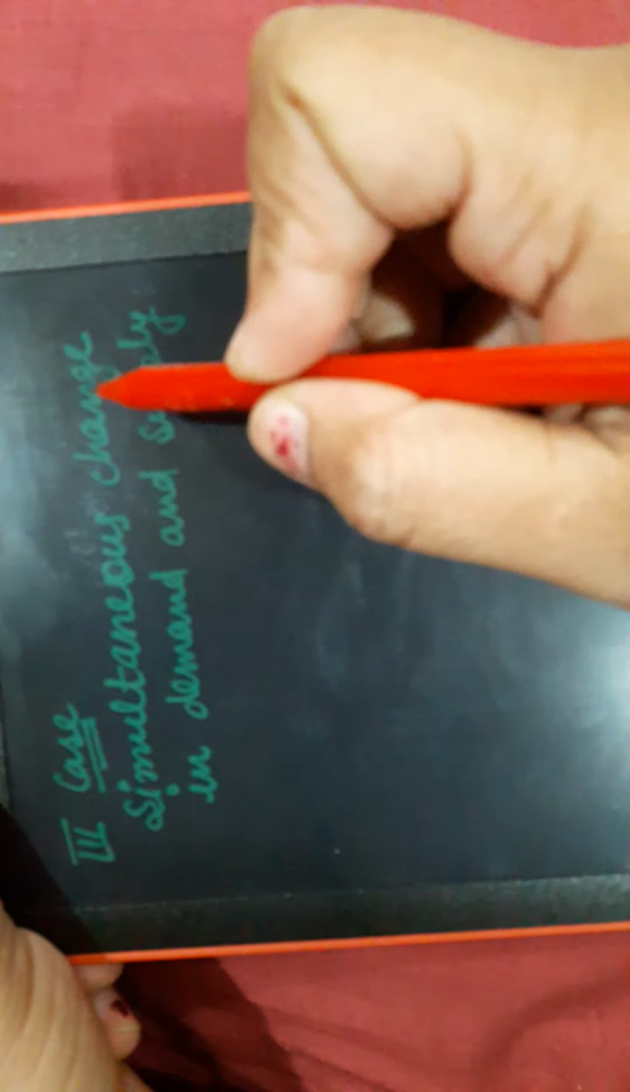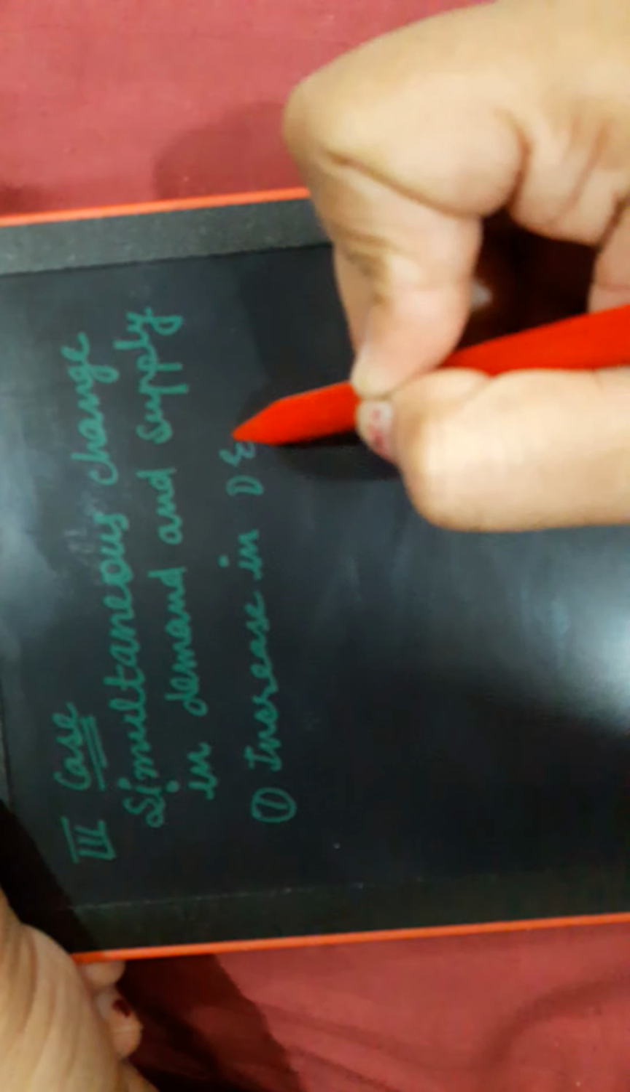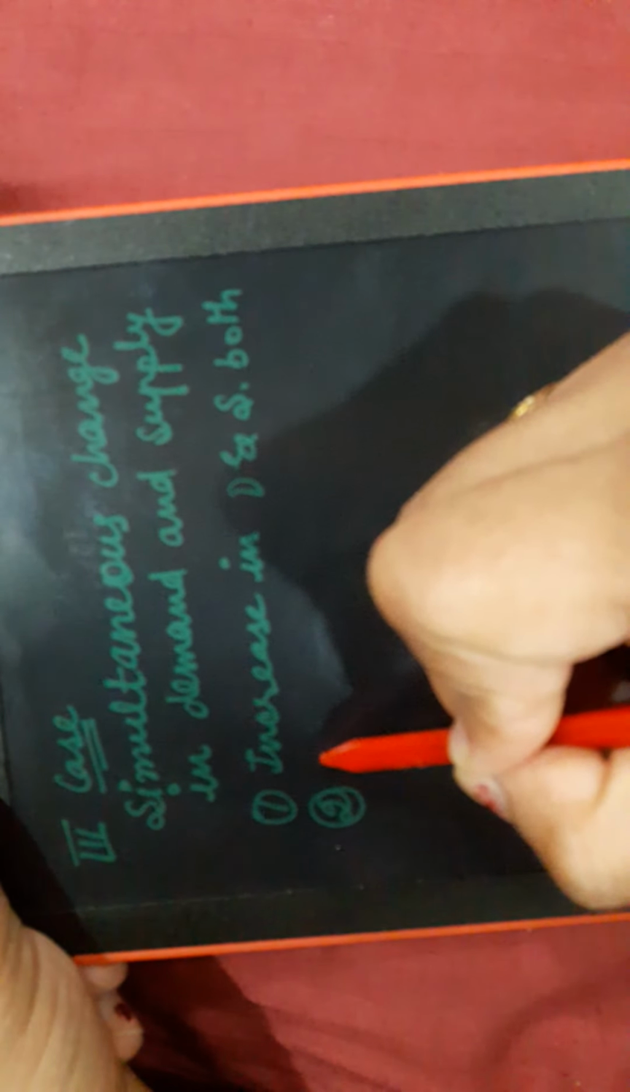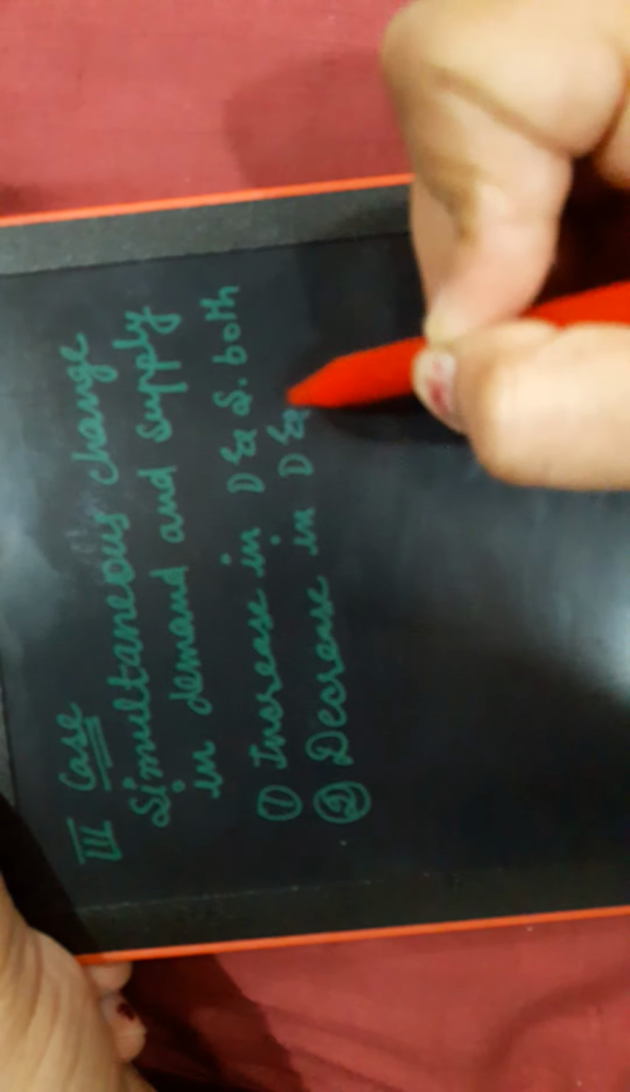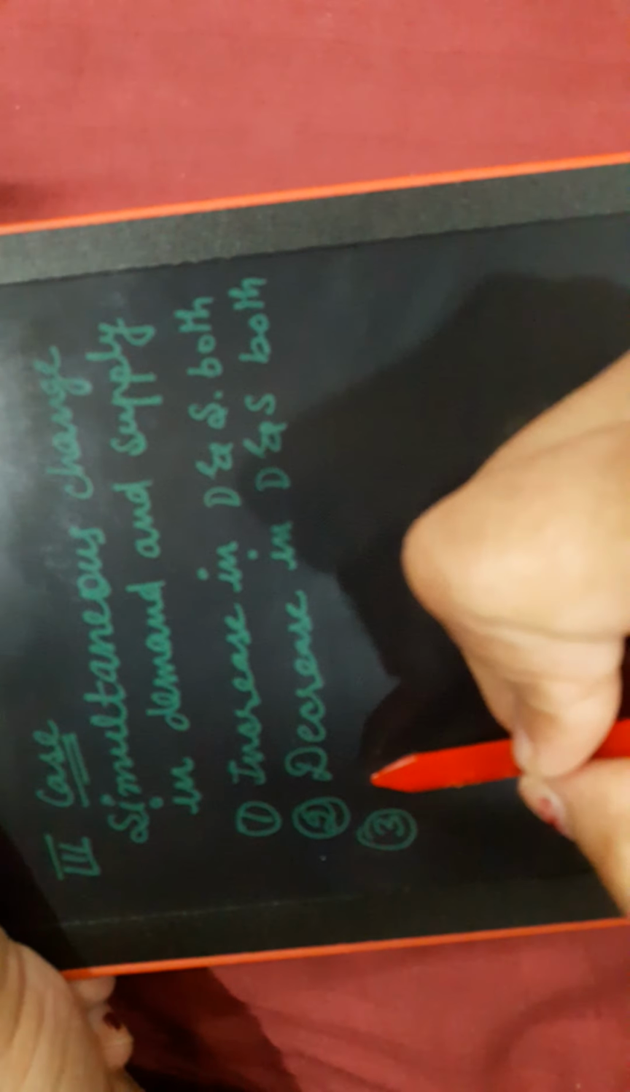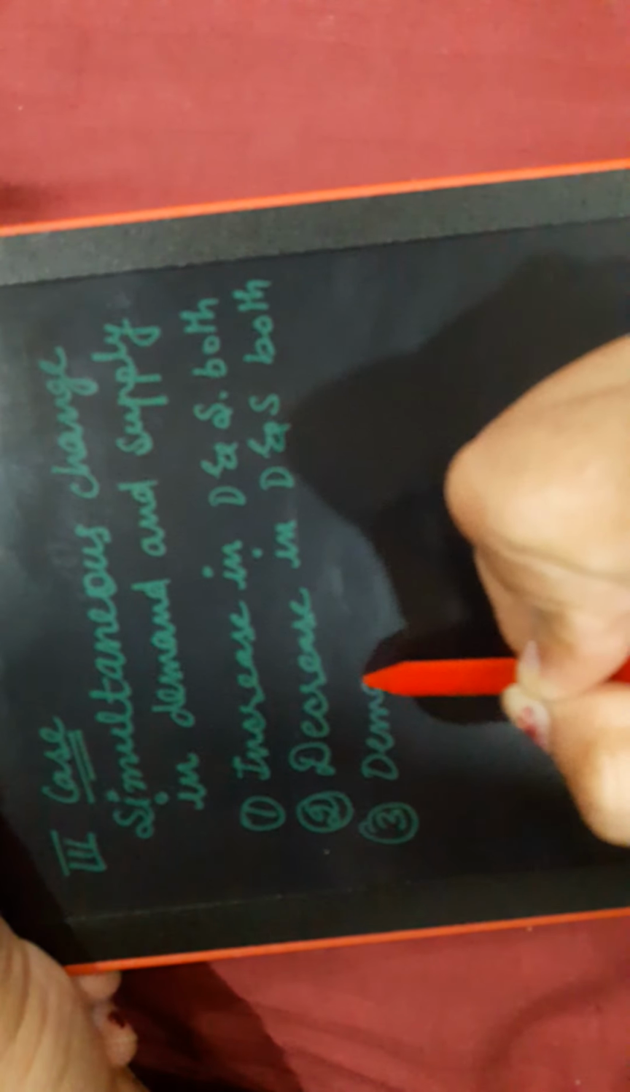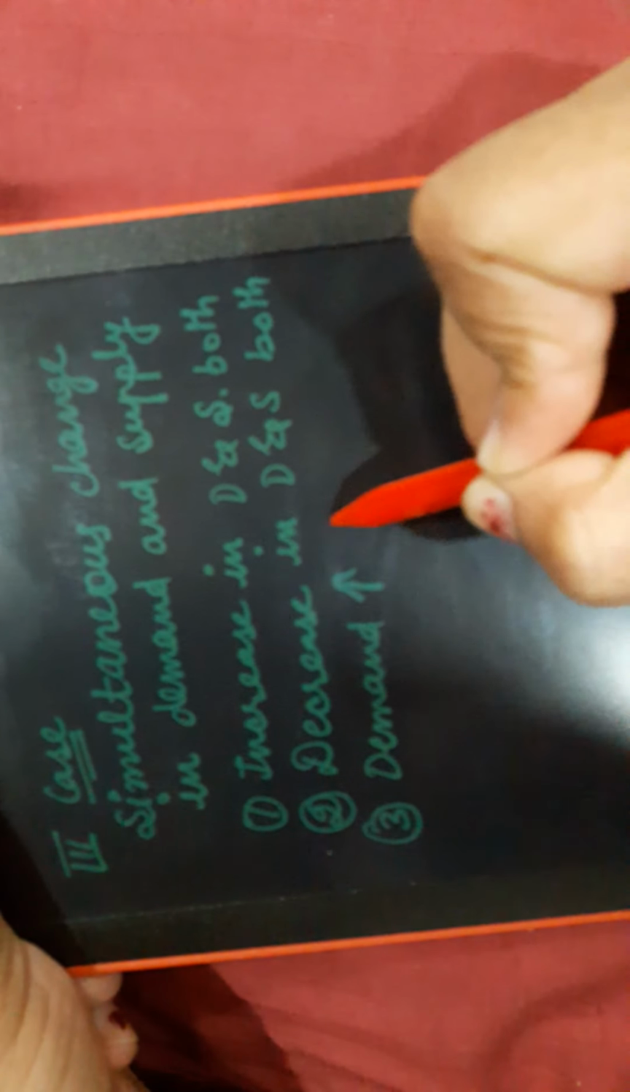Now the simultaneous change in demand and supply. What can happen? Simultaneously both can increase, meaning both demand and supply increase. The second condition is where both demand and supply decrease. And in the third case, demand can increase and supply can decrease.